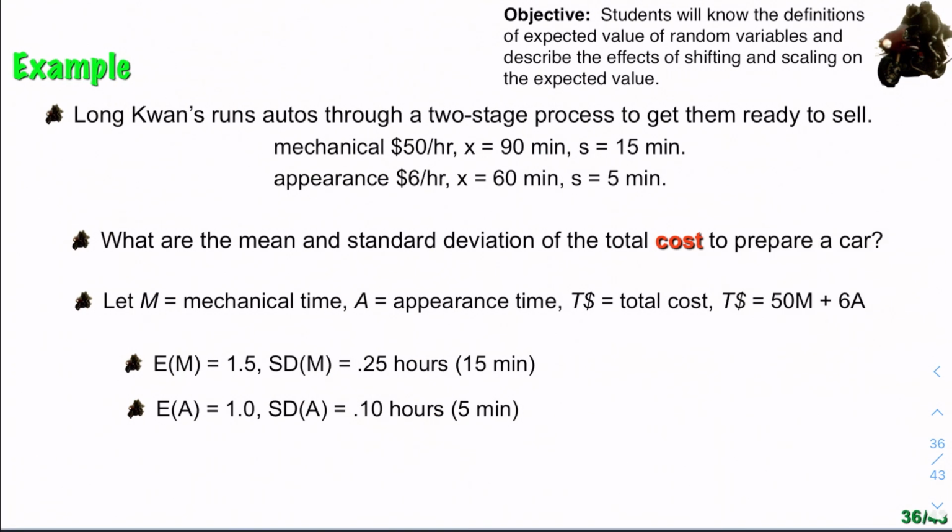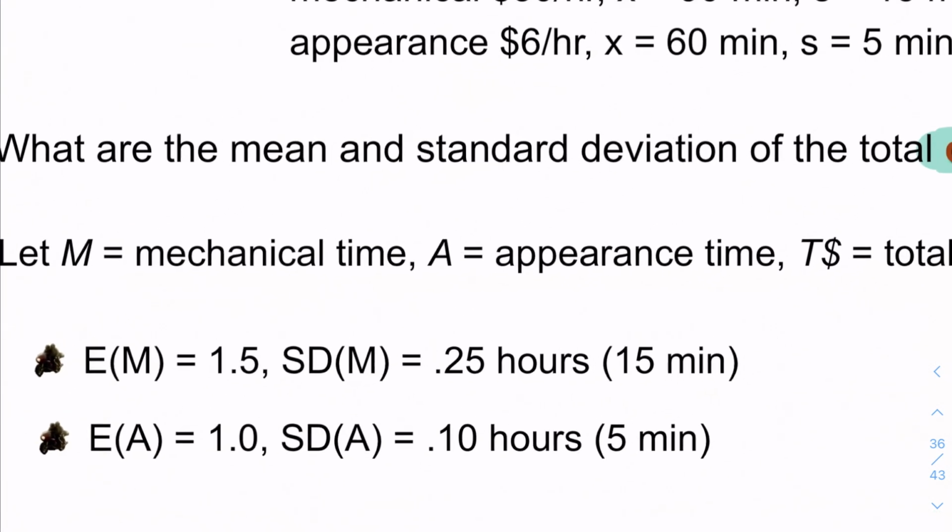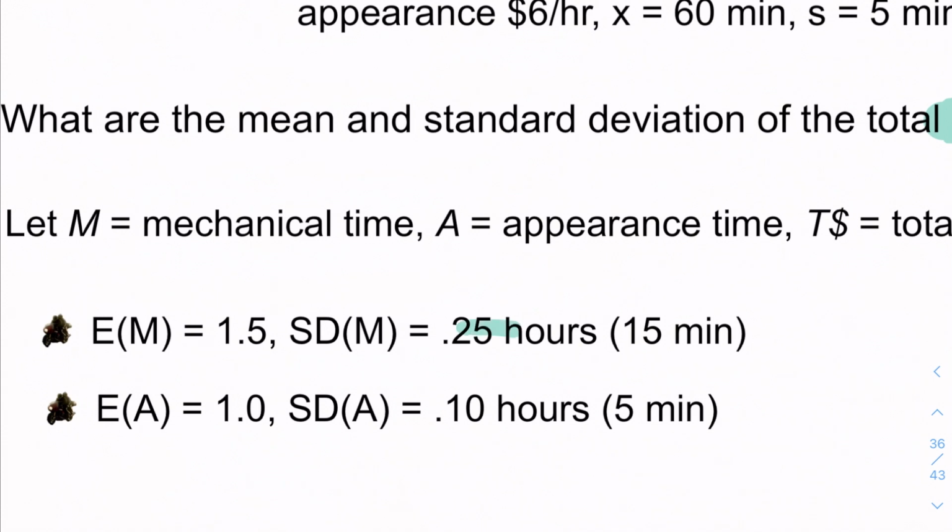Okay, so again, our setup with Longquan's. What are the mean and standard deviation of the total cost to prepare our car? Okay, so total cost is factoring in the hours worked, which is why it's been key that we calculated all of these in terms of hours. So if we let M be mechanical time and A be appearance time, then our total cost to fix up these used cars is going to be $50 times how long it takes for our mechanical plus $6 times the appearance work. So we have our expected value is 1.5 and our standard deviation is 0.25.